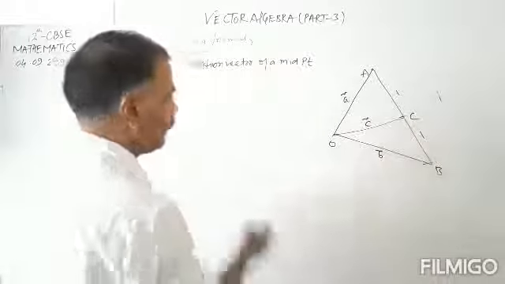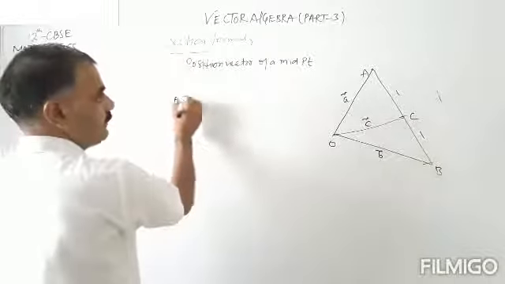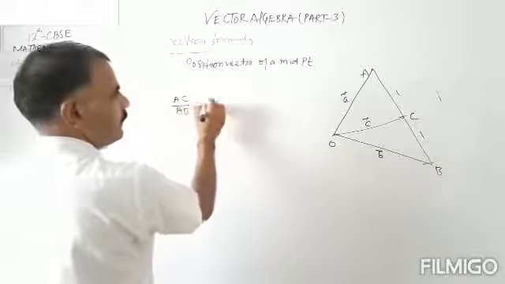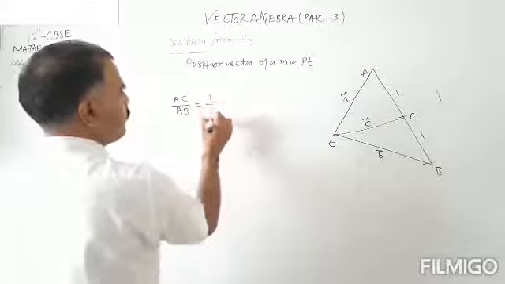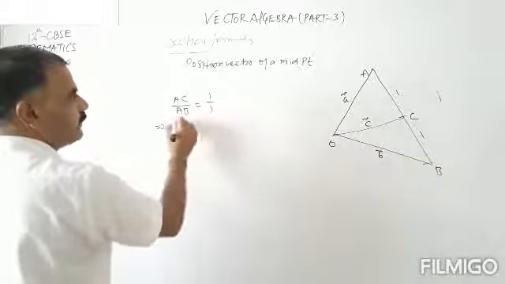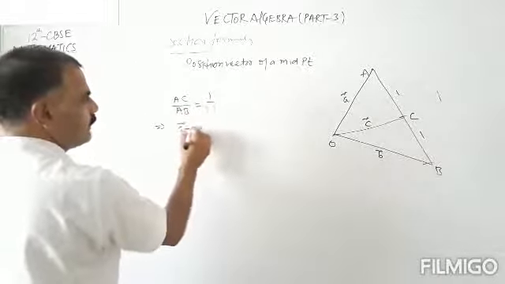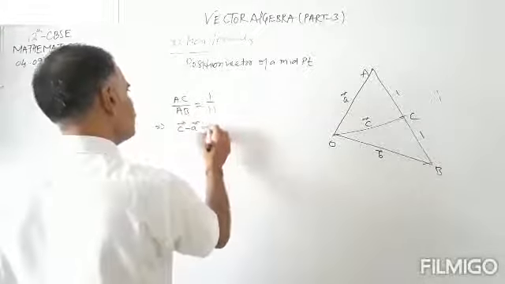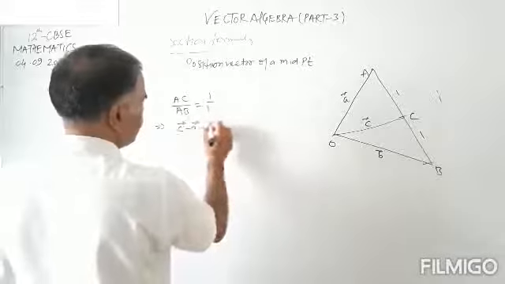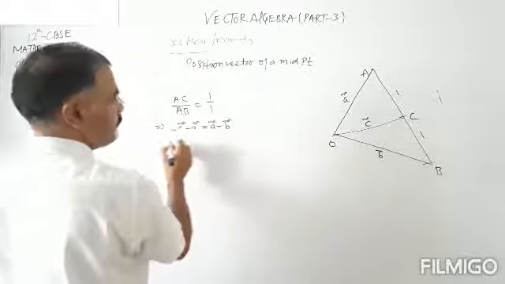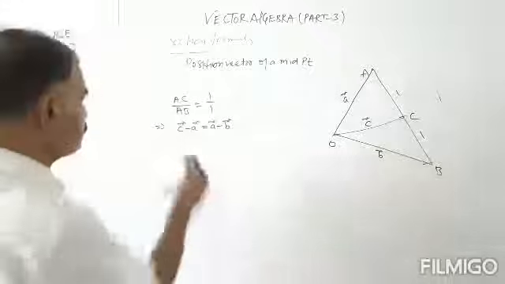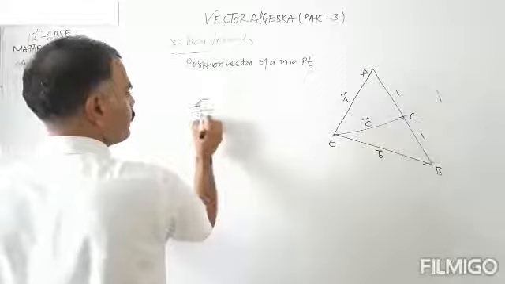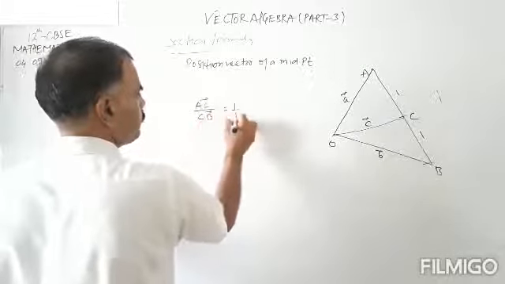Okay. So now AC upon AB is equals to 1 upon 1. AC equals to AB. AC, that is C vector minus A vector, is equals to AB, that is A vector minus B vector. Okay, this one is wrong. AC vector upon CB vector is equals to 1 upon 1.